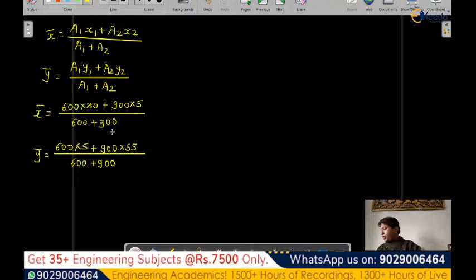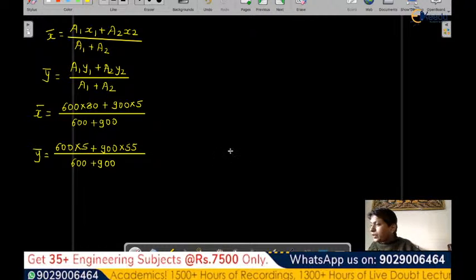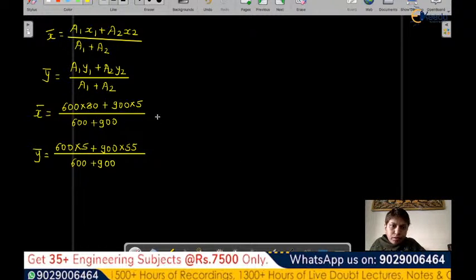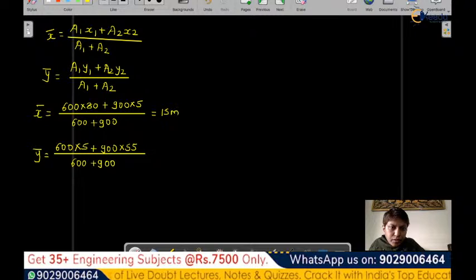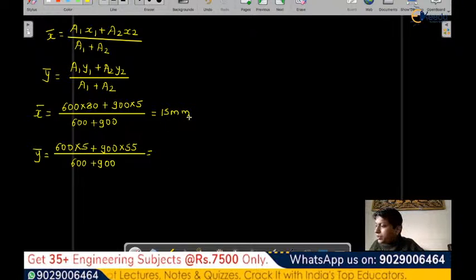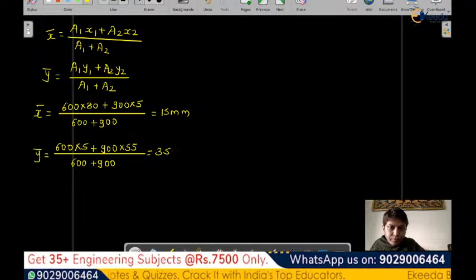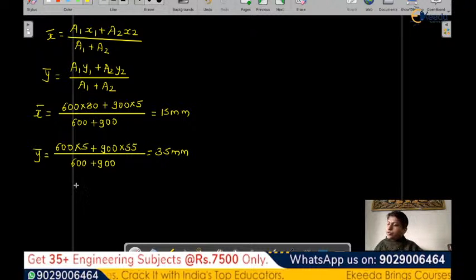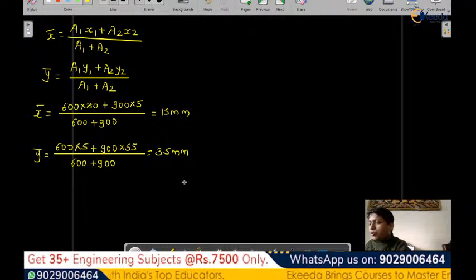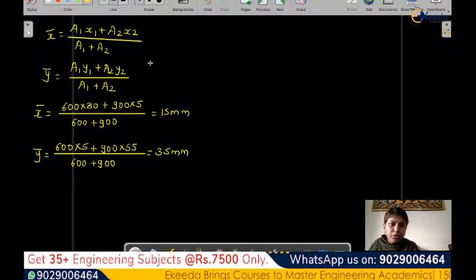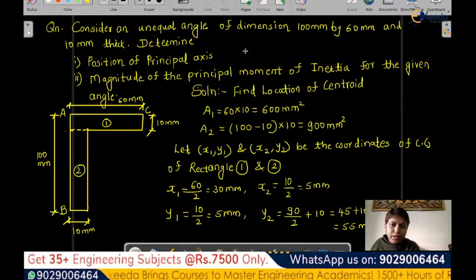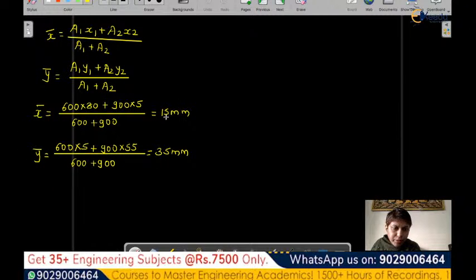So do the calculation. Tell me what value you are getting for x bar, y bar. Please see if your answer is matching with mine. My answer, I am getting x bar as 15 millimeter, and y bar as 35 millimeter. So this is x bar, y bar. Now this centroid G is below line AC.